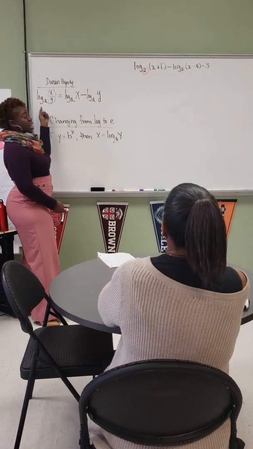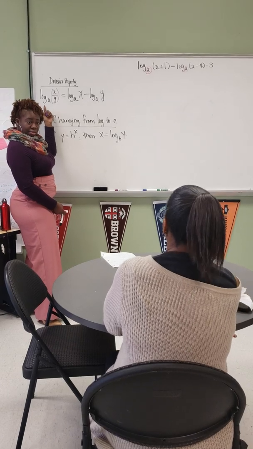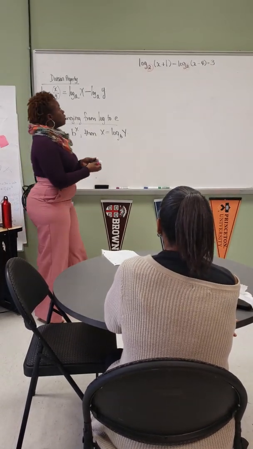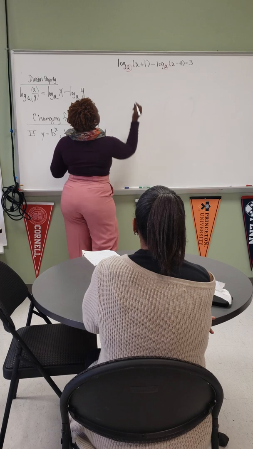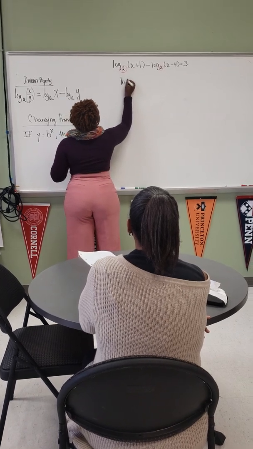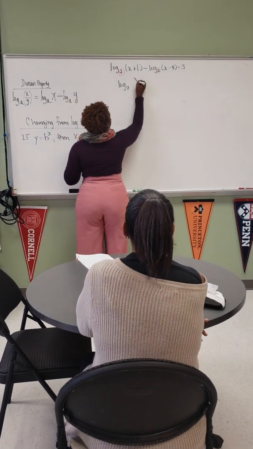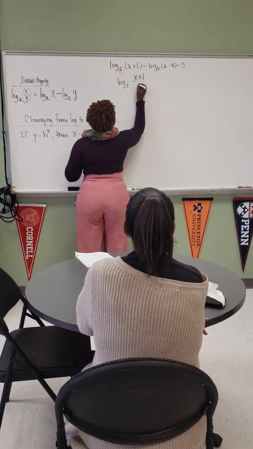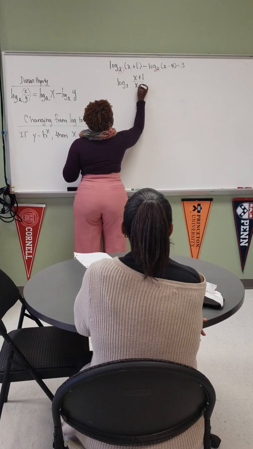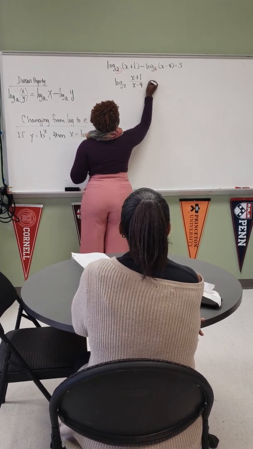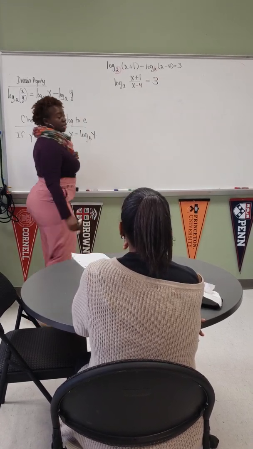So I'm going to take it back to this form here. So we're going backwards. Now we can rewrite this as log base 2 of x plus 1 over x minus 4 equals 3.